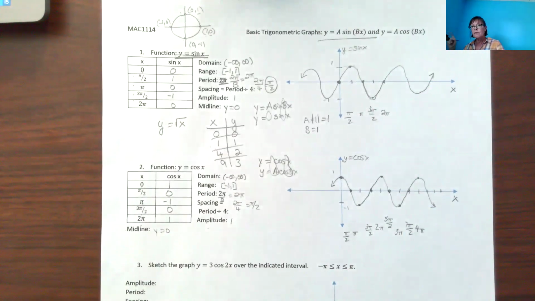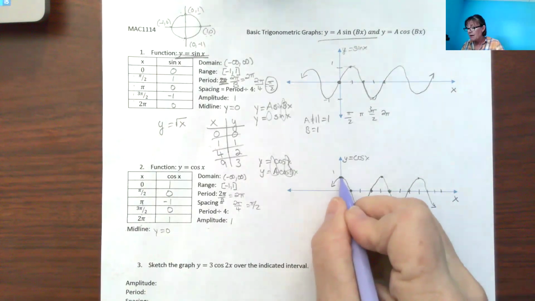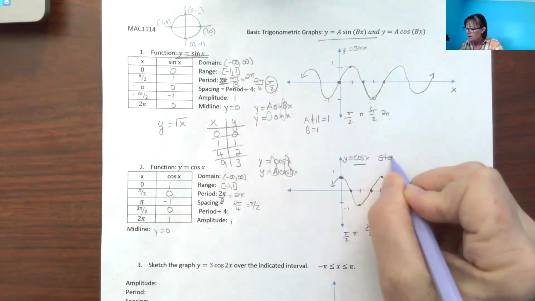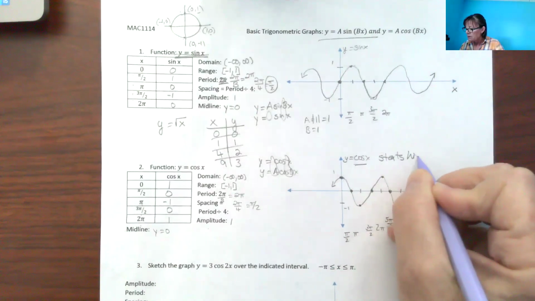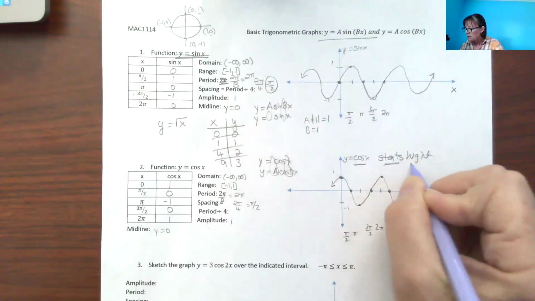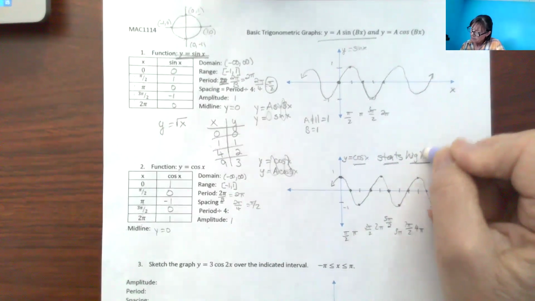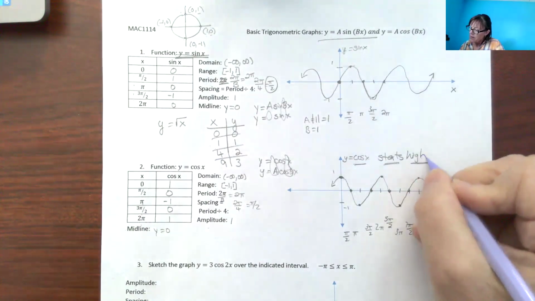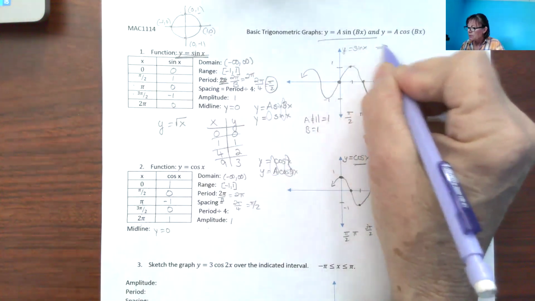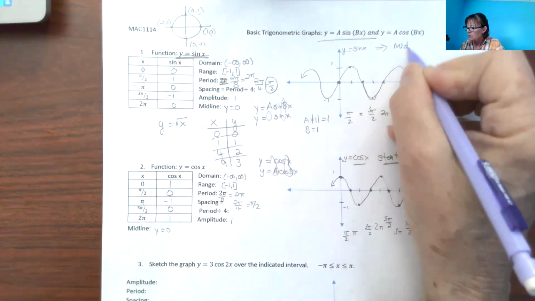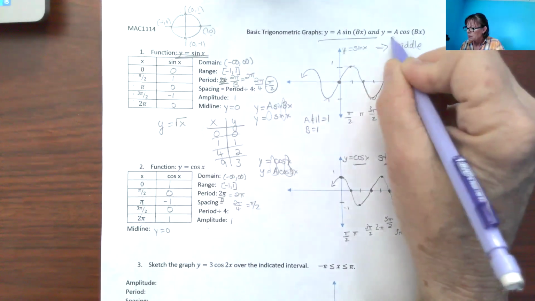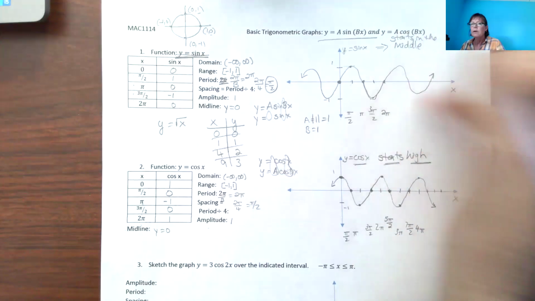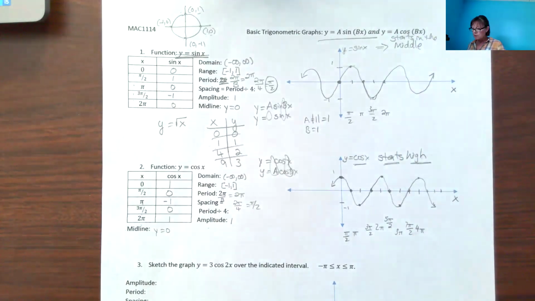What we want to take note of for this guy is that it starts high. Cosine starts high. Oh, I can't spell. High, H-I-G-H, is what I'm trying to put right there. And sine starts in the middle. Okay, that's what we want to take note of.